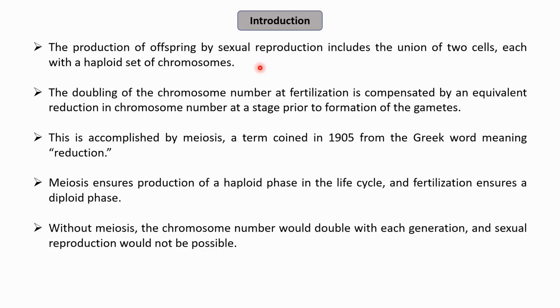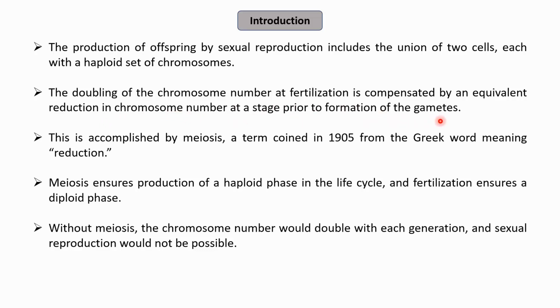So the gametes, that is the ovum and the sperm, which fuse to produce the zygote, are both haploid. That is, they both contain the haploid set of chromosomes, resulting in a zygote, which is diploid. So the doubling of the chromosome number at fertilization is compensated by an equivalent reduction in chromosome number at a stage prior to the formation of gametes.